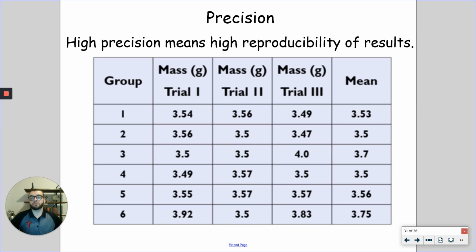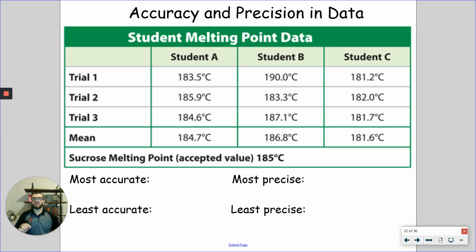Okay, so precision. High precision means that you can repeat the same process and get the same answer. So when you look at all your data, like you can see in the chart below the table, it's going to all look extremely similar. But accuracy is getting the right answer. Accuracy is getting the most.